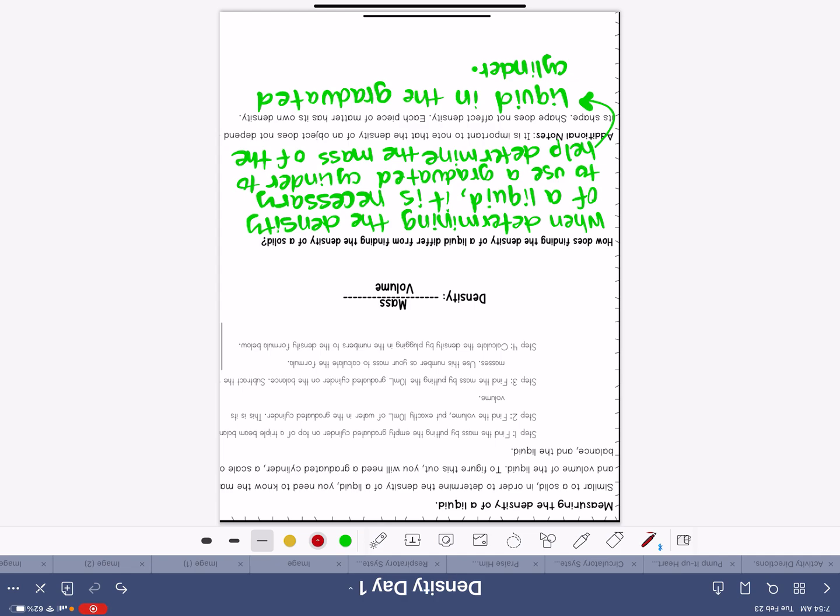Again, density equals mass over volume. D equals M over V. And how does finding the density of a liquid differ from finding the density of a solid? When determining the density of a liquid, it is necessary to use a graduated cylinder to help determine the volume of the liquid in the graduated cylinder.